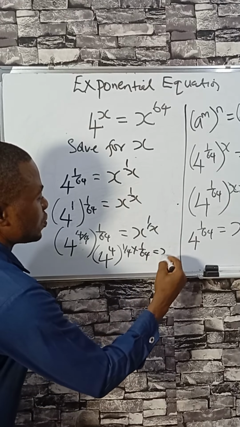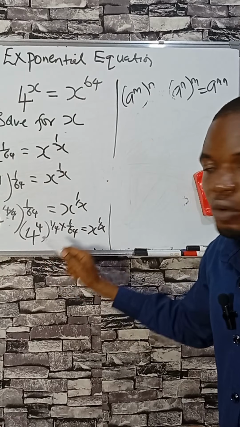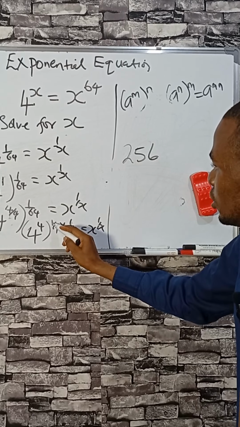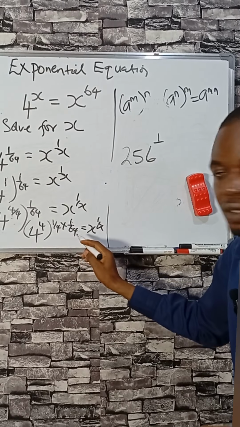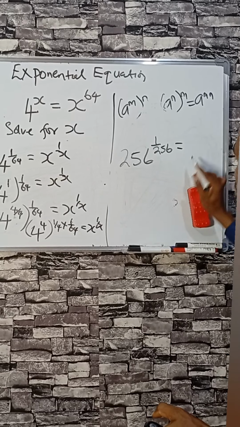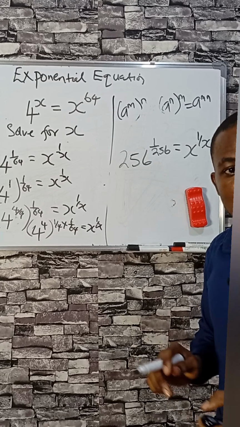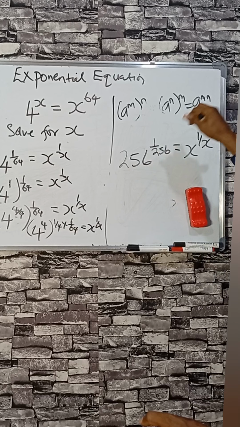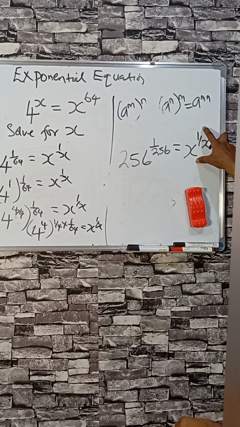We are almost there. So 4 raised to the power of 4 is 256, and 1 times 1 is 1 here. 4 times 64 is still 256, and it's equal to x to the power 1 over x. Now we have succeeded in having the base and the inverse of the base as the power, just like what we have here.